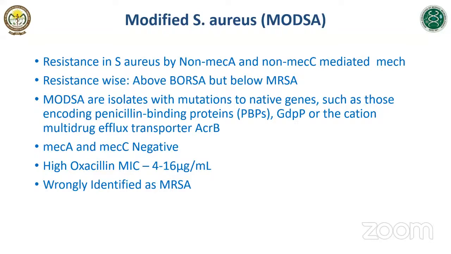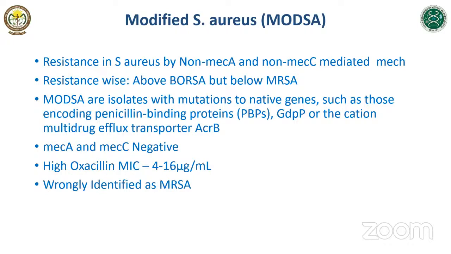So BORSA is producing beta-lactamases. MRSA is penicillin PBP2a positive, whereas in this case, PBP is being mutated, but in different sites. So this mecA and mecC is negative. Oxacillin MICs are high, and many times it's wrongly identified as MRSA. So if you start doing the latex agglutination test or the mecA gene for the MRSA isolates, you might find some of them are negative for mecA and mecC.